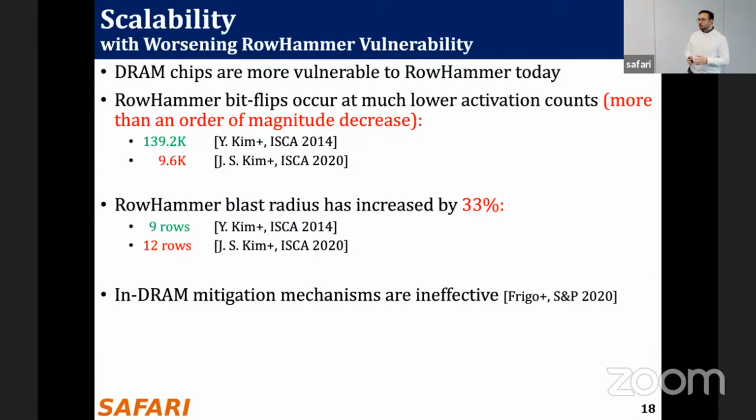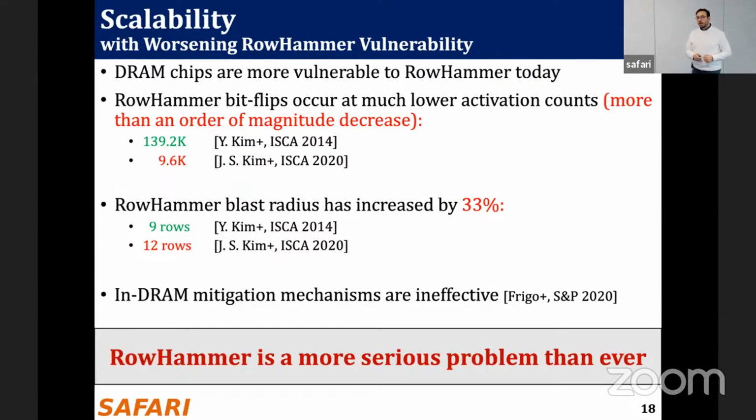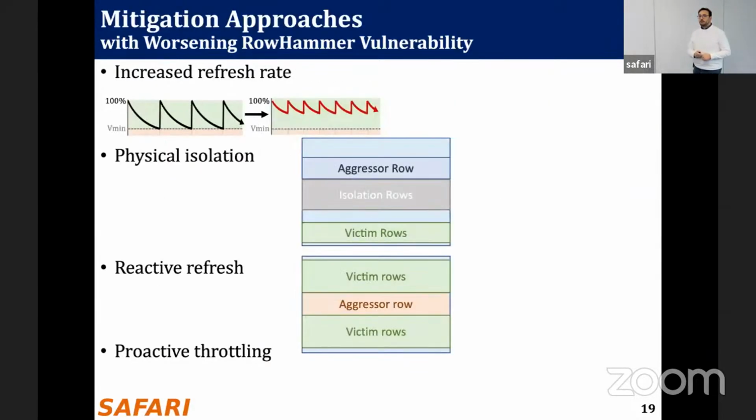And there are also other works that show that the deployed in-DRAM mitigation mechanisms are also ineffective. So if you buy a DRAM chip that is marketed as RowHammer-safe, it is actually not RowHammer-safe. And RowHammer is a more serious problem than ever.